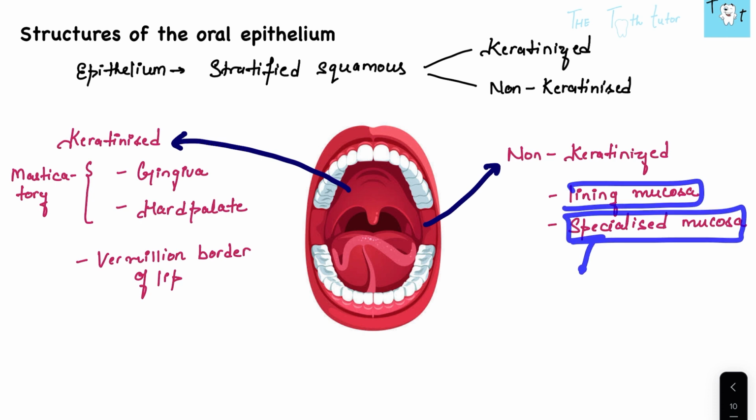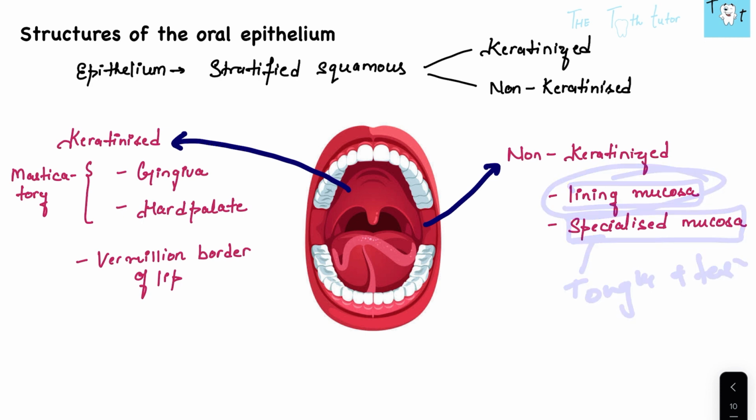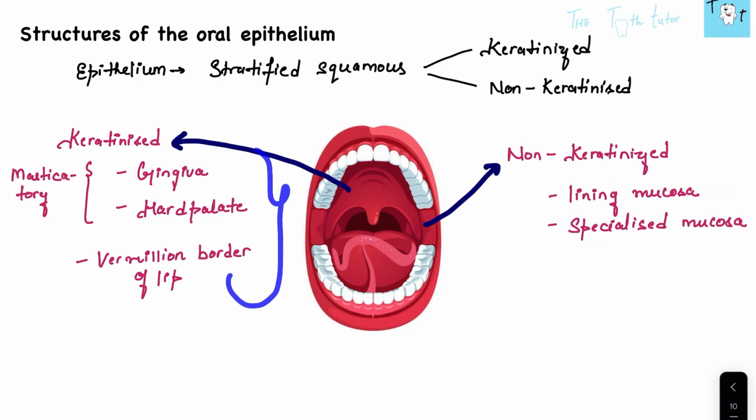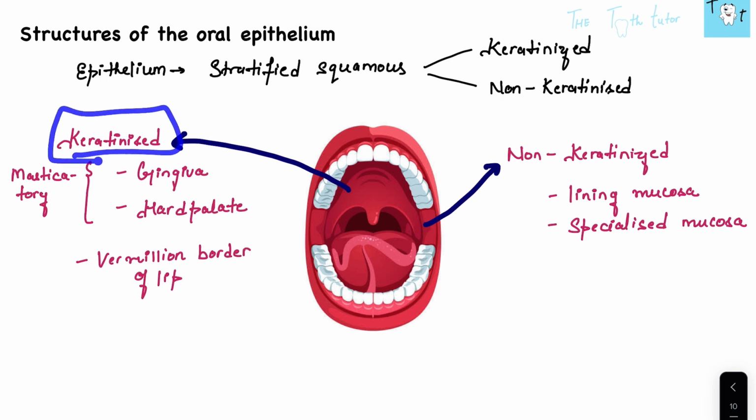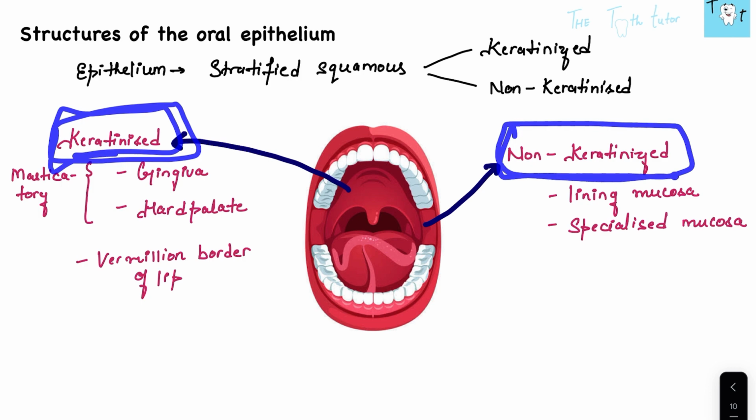Specialized mucosa is the tongue and your taste buds. And lining mucosa is everything other than the keratinized and the specialized mucosa. So whatever remains in the mouth, the buccal mucosa and floor of mouth, everything is lining mucosa. Okay. Now we'll first start with the structure of the keratinized epithelium and then we'll see non-keratinized epithelium.